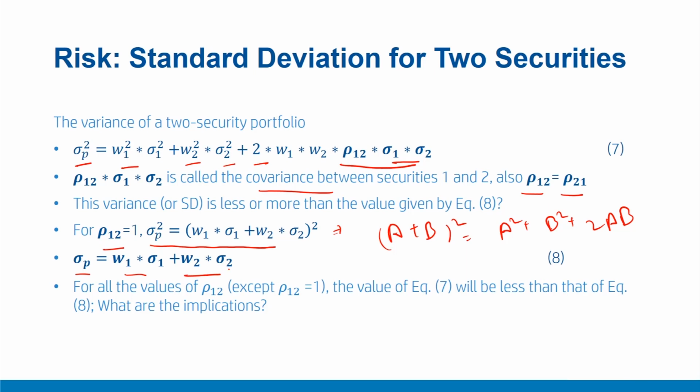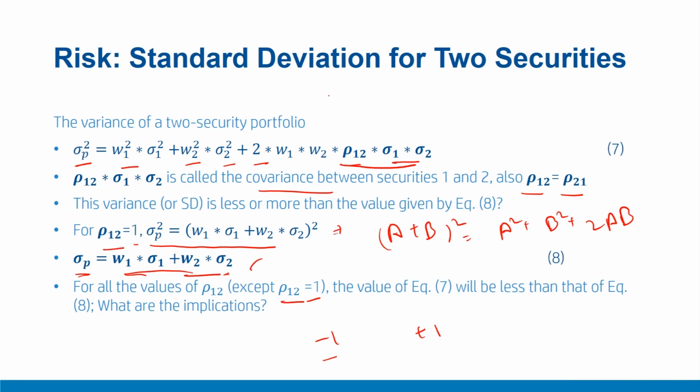We already know that rho 1 2 lies between -1 and +1, so the magnitude of rho 1 2 will never exceed 1. Therefore, for all other values of rho 1 2, starting from -1 up to just below +1, the value of risk sigma P will be less than this quantity. Whatever it may be, it will always be less than this quantity.